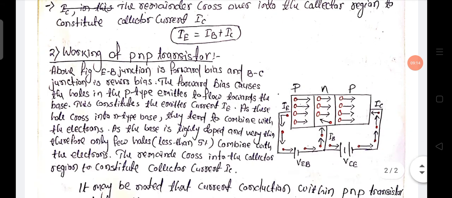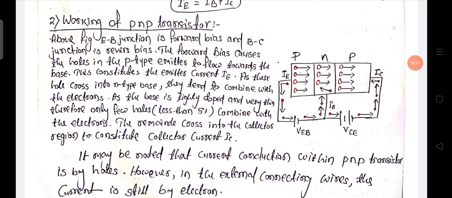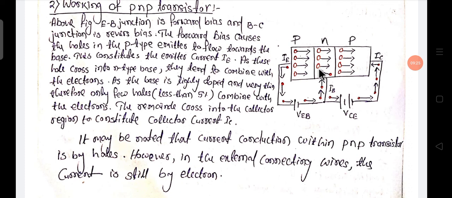Now let's see the working of a PNP transistor. Similarly, in a PNP transistor the emitter side is forward biased. In the P semiconductor, the majority carrier is hole. So, just as in the NPN transistor the electrons flow, here the holes flow towards the base, which is an N type semiconductor. Due to the flow of holes from P to N, from the emitter to the base, the IE current is produced.